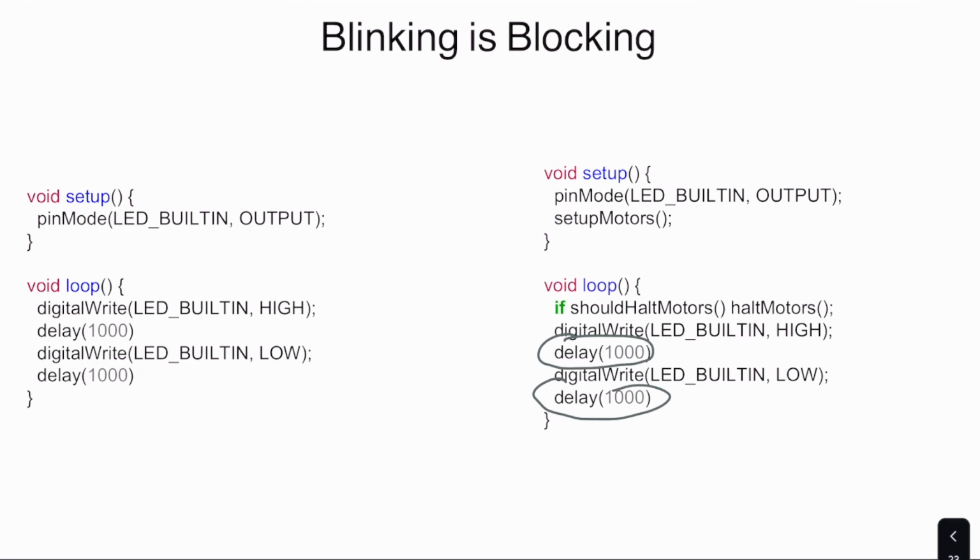So let's say we run this line of code here, which checks to see if the motor should halt, and let's say it shouldn't, but then immediately after we run that function, we receive a signal that says the motors should halt. Well, they won't halt until after this delay, and then after this delay, so it would be 2 seconds. A 2-second delay before halting the motors. A lot can happen in those 2 seconds.